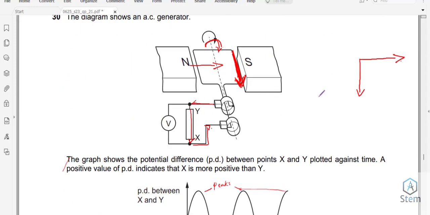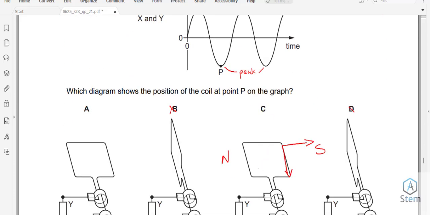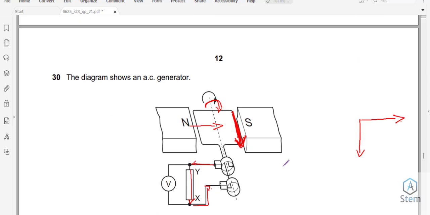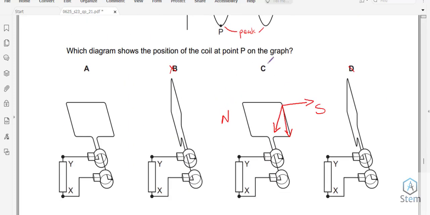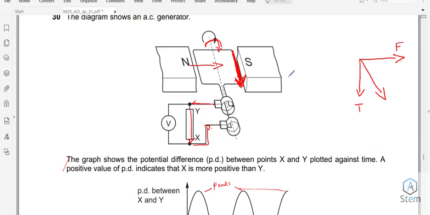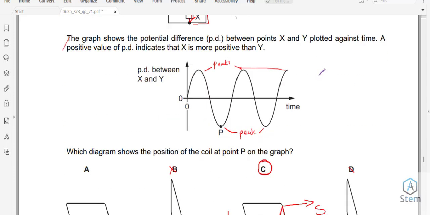And lastly, we have our thumb going downwards. Just like we have here, the thumb is going downwards, that is the force, and the field is going in that direction, and the current is going in this direction. So C here is the correct answer because it is lining up exactly with this diagram that we have here. So we pick C.